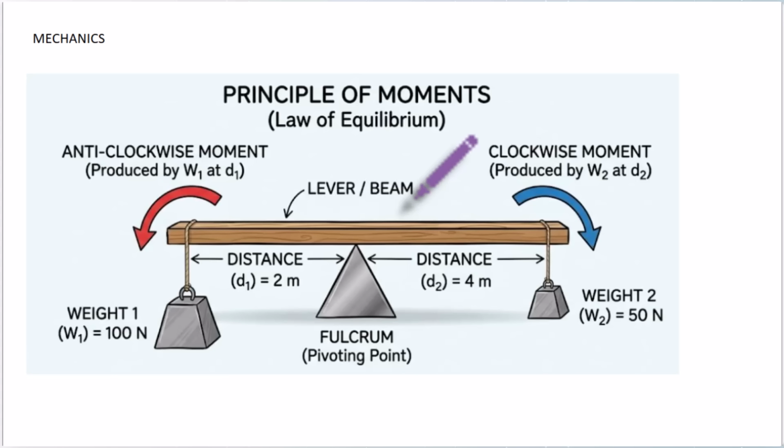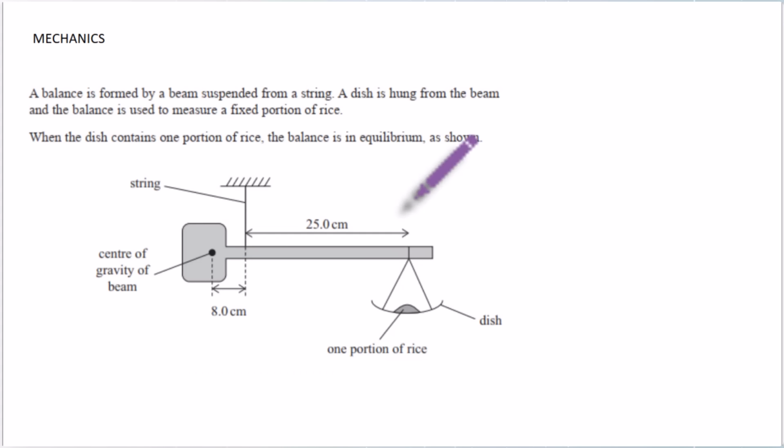So what they can do using this is they can apply this in a specific context. So it is hung from this position and the dish and the rice is producing a clockwise moment and the weight acting from the center of gravity of the beam is producing an anti-clockwise moment. And since this is in equilibrium, again the same concept applies. Total clockwise moment equals total anti-clockwise moment. Now, the issue is somewhere else.